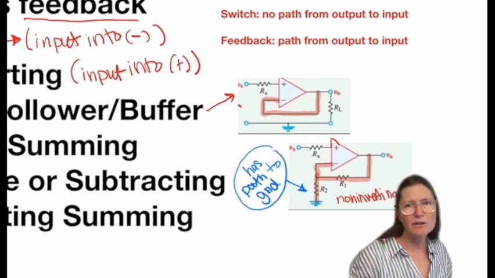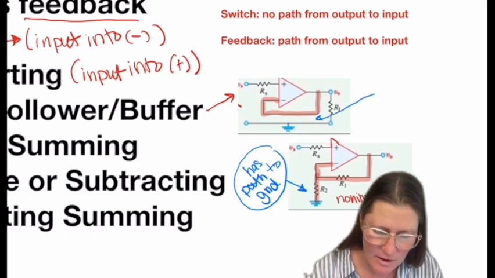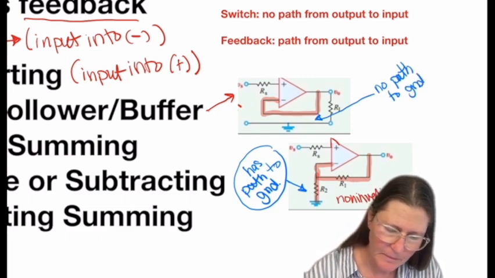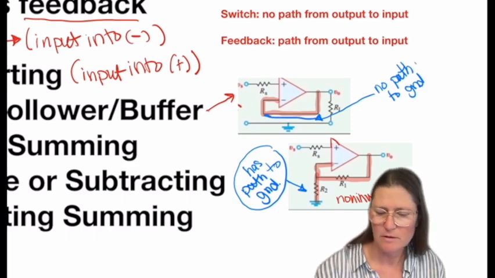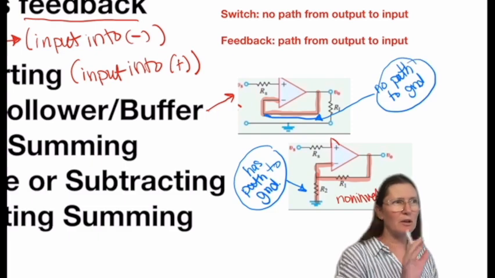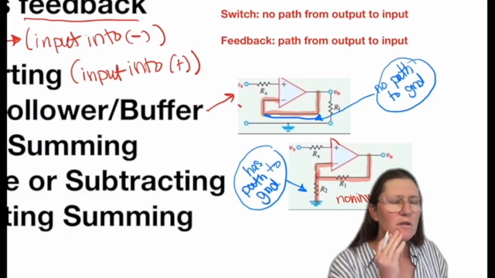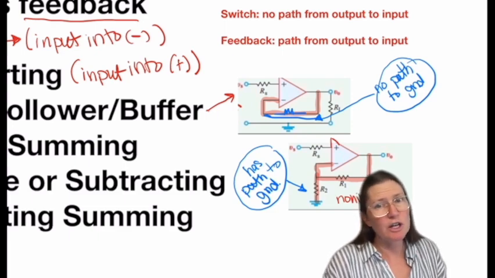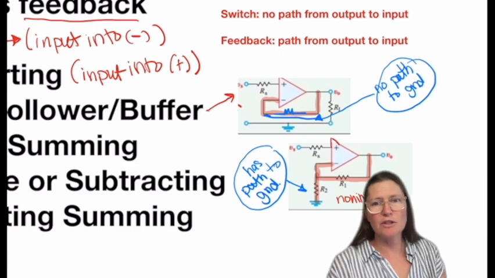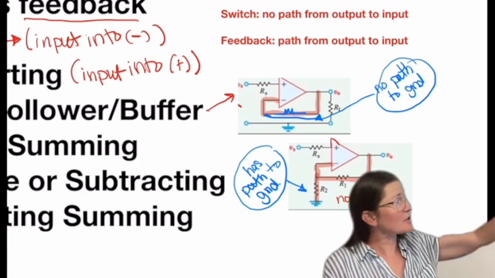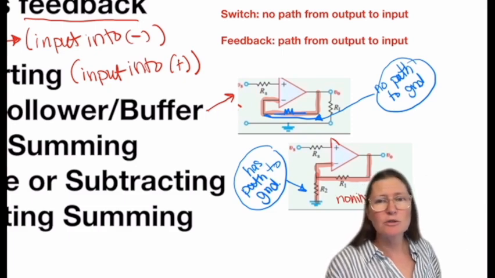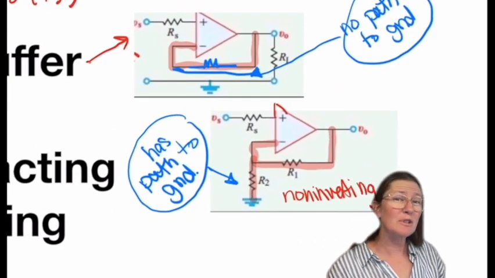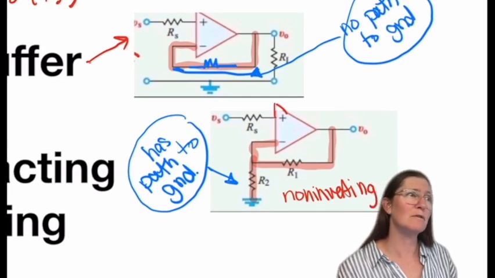So this one has a path to ground, and this one has no path to ground. Does that make sense with pathway to ground? Could that have a resistance for the follower? Yep. So you could have a resistor in there. There's still not a pathway to ground until you actually physically connect a resistor. As you can see, that R2 resistor is a connection right to ground from that input. So yes, I could have a resistor in the voltage follower and it would still just be a voltage follower.